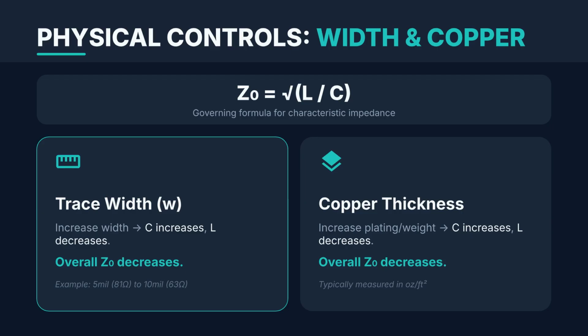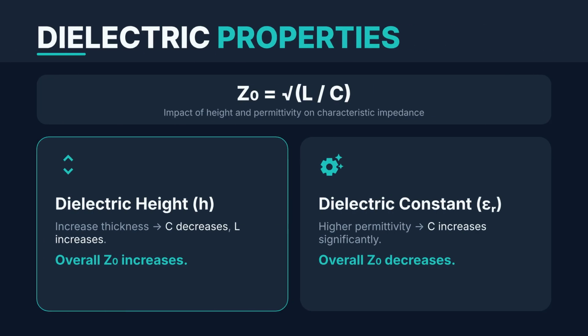Increasing trace width or copper thickness leads to increased capacitance and decreased inductance. Both result in an overall decrease in Z0. Dielectric properties also affect impedance. Increasing dielectric height decreases capacitance and increases inductance, leading to an overall increase in Z0. Conversely, increasing the dielectric constant significantly increases capacitance, decreasing Z0 overall.